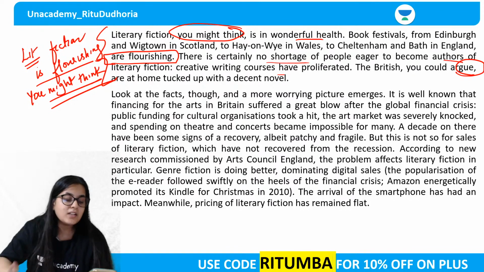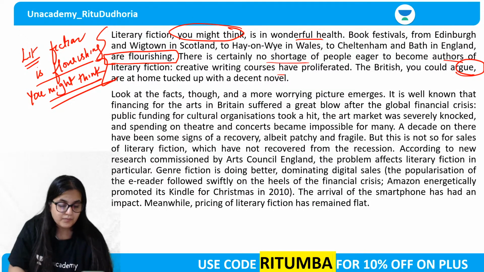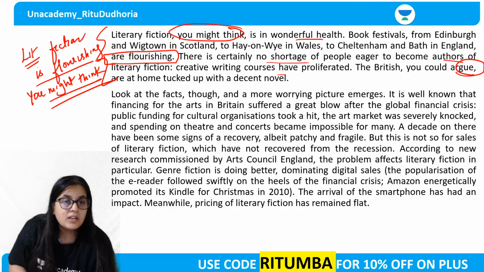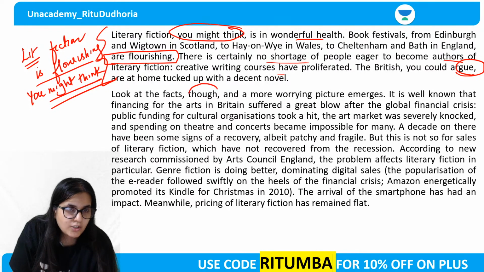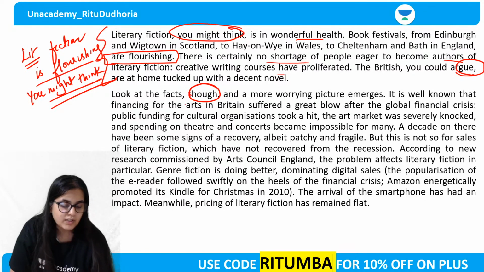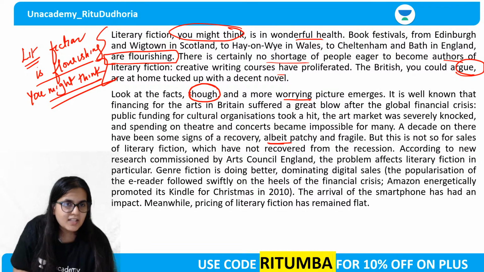Proliferate means to spread and to grow in number. Okay, to become really successful. Now, whenever you have any contradictory word, guys, please focus on it. Look at the facts though, and a more worrying picture emerges. It is well known that financing for the arts in Britain suffered a great blow after the global financial crisis. Public funding, art market severely knocked. ठीक है. A decade on, there have been some signs of a recovery. Albeit means, guys, though patchy and fragile. This is not for sales of literary fiction which have not recovered from the recession.